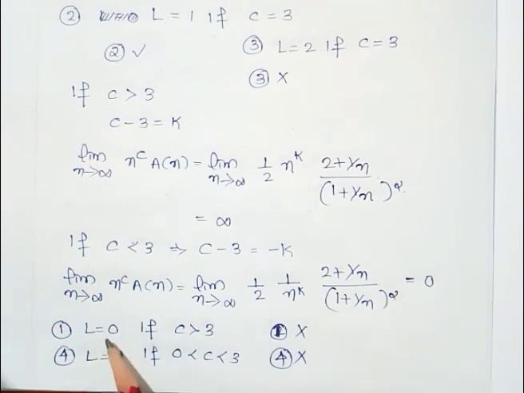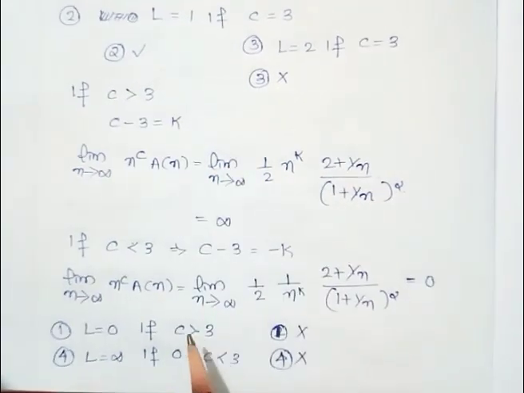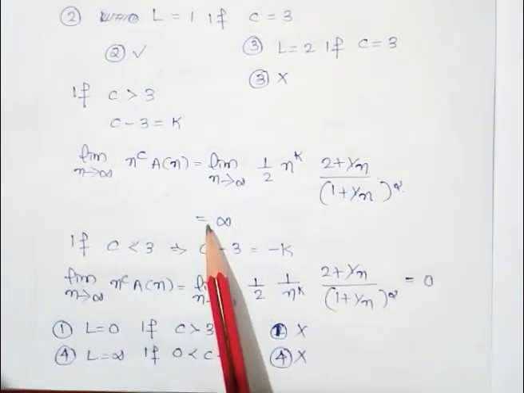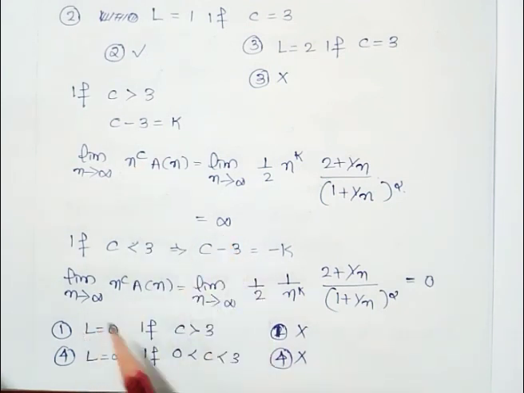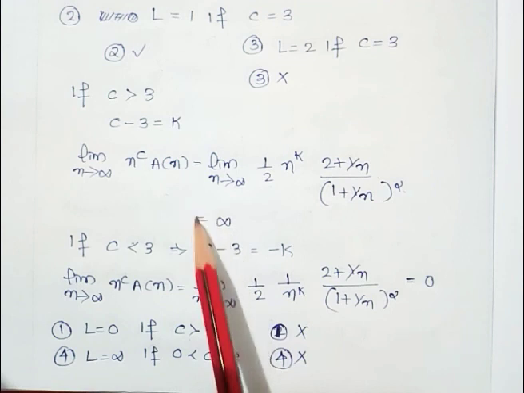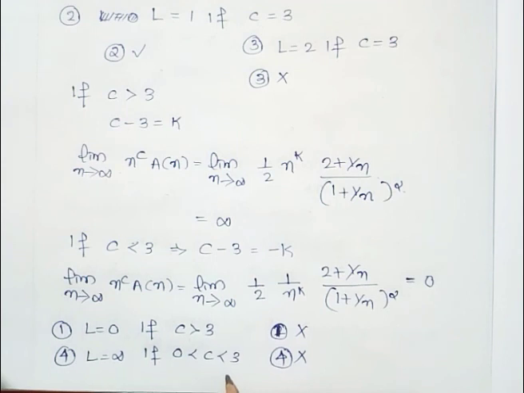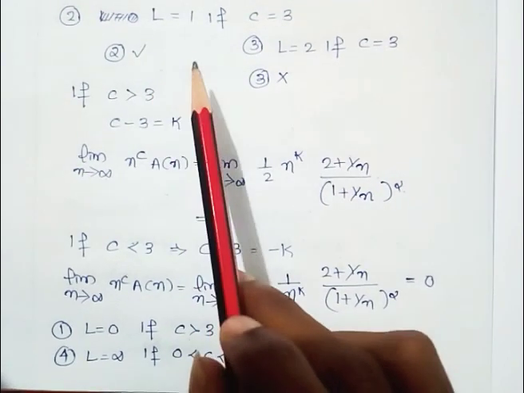Our first option says that L is equal to 0 if C is greater than 3. When C is greater than 3, this limit approaches infinity. So here L is not equal to 0, so our first option is wrong. And L is equal to infinity if 0 less than C less than 3 is our fourth option. But we get this limit L is equal to infinity only when C is greater than 3. So our fourth option is also wrong. So the correct option of this question is option number 2, and that is L is equal to 1 if C is equal to 3.